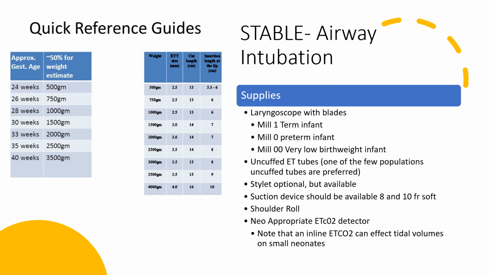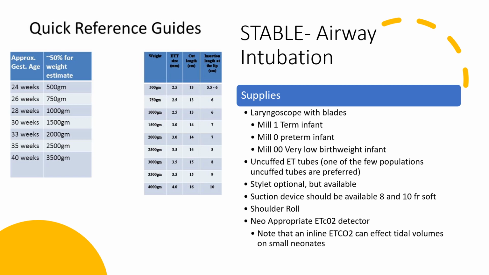So when we talk about laryngoscope blades, Miller 1 for a term infant, Miller 0 for preterm, Miller 00 for very low birth weight infant. We're talking about these really small preemies. We had double-O blades at Guardian, and I don't ever want to have to use that. The blade is about as long as my thumbnail. Not very long at all. It's a scary time for everybody involved.